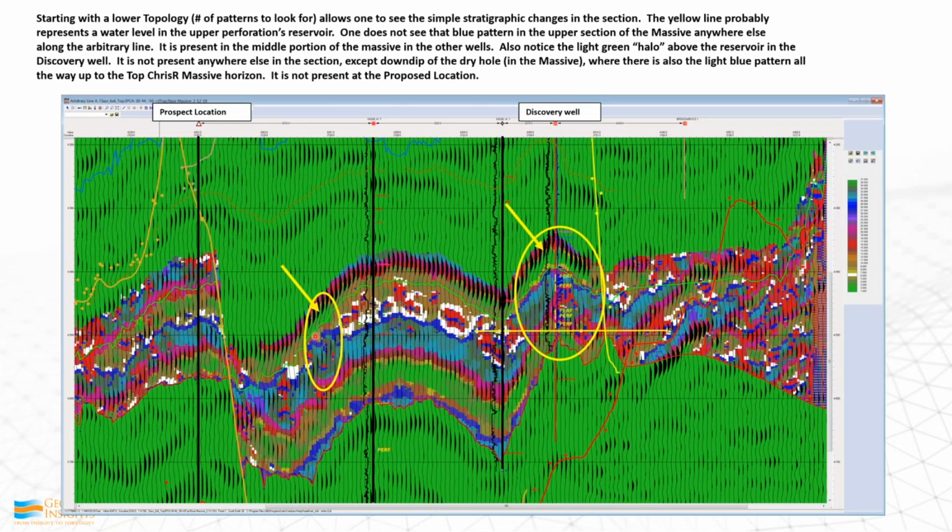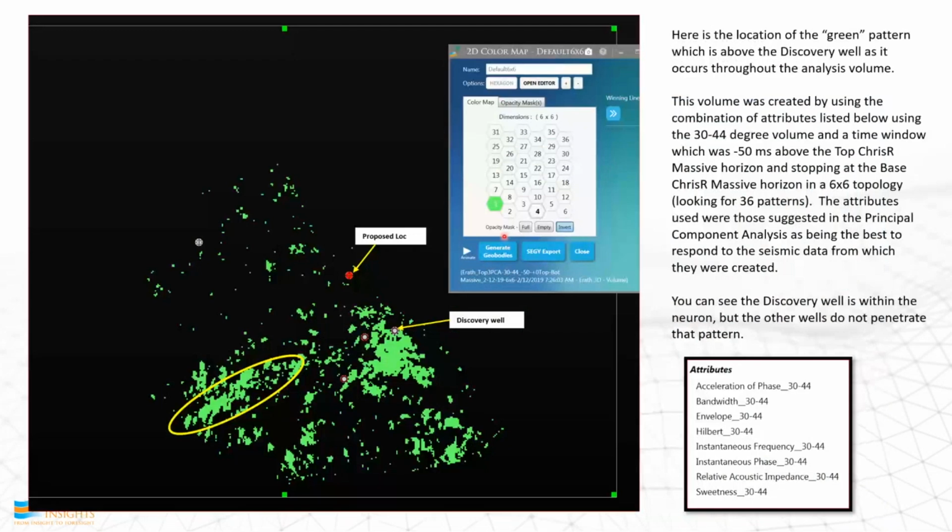And you can see many of the same stack of neurons or patterns as you do in the discovery proper. But you don't see any of that information over here in my client's area. And looking at that, and just one neuron where that green is in that limestone, here's the discovery well. Here's my client's proposed location.